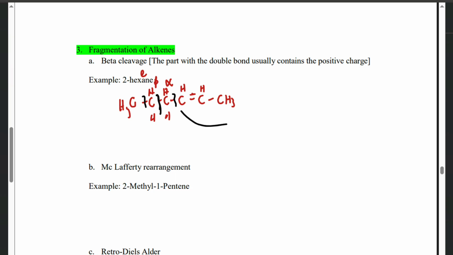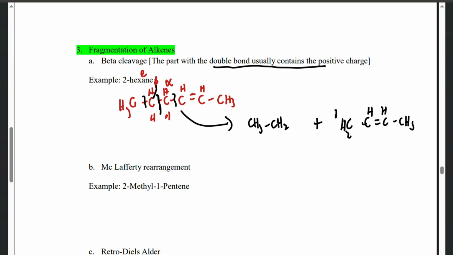So when you fragment at this point, you are going to have CH3, CH2, and plus you're going to have this double bond, CH3. There is hydrogen here, there is hydrogen here. This is the beta carbon, and this is the fragmentation point, so there's still one carbon here, CH2, right? So now let's look at the part that will contain the positive charge. We said that the part with the double bond usually contains the positive charge. So this one will contain the positive charge, and this one will contain the radical, right? So that is that part.